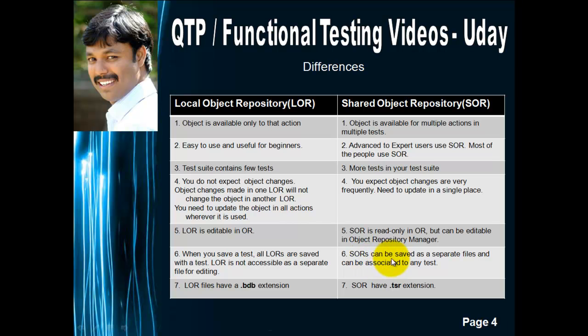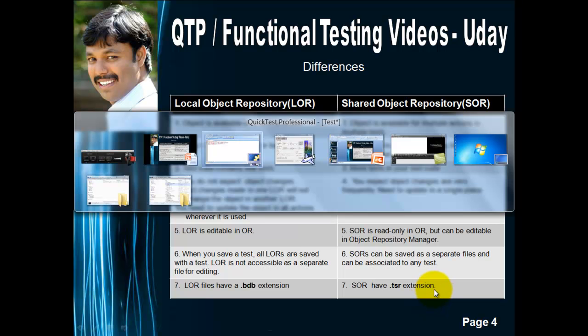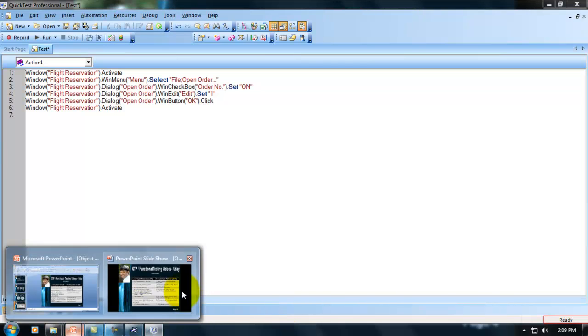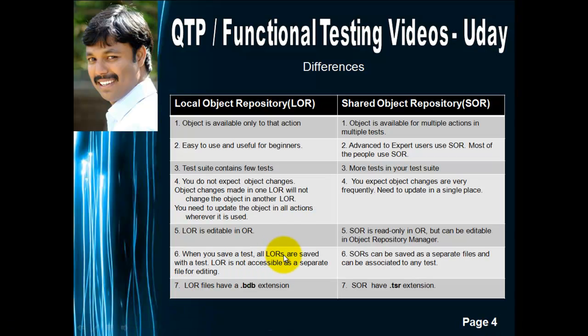Okay, shared object repositories can be saved as a separate file and can be associated to entities. Local object repository files have an extension called .bdb, whereas shared object repository files have an extension called .tsr. So these are some of the differences between local object repository and shared object repository.